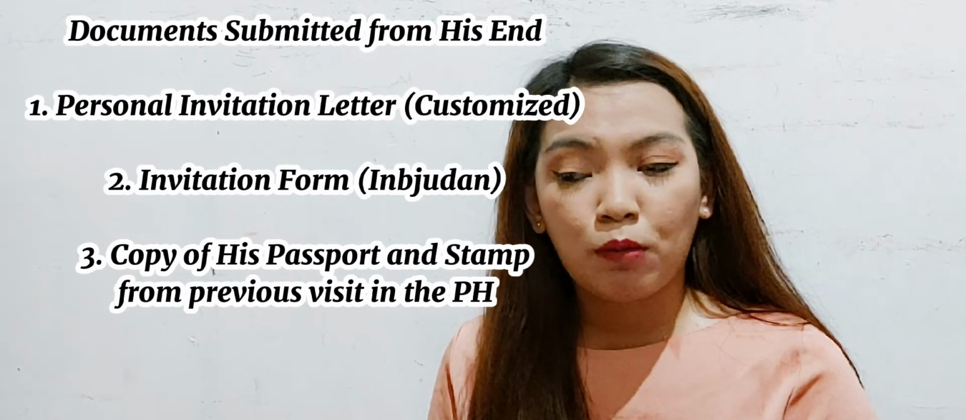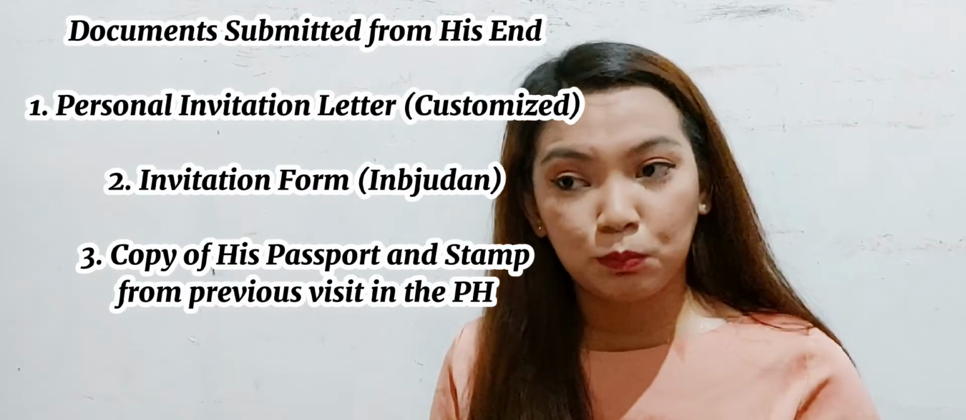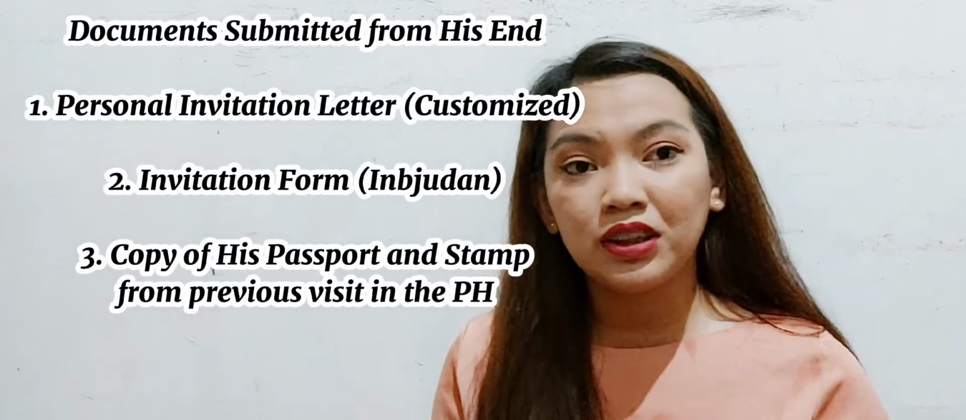Okay. Next we have the third document, and this only applies to you if your partner has visited the Philippines. The third document is his passport and a copy of his passport stamp from when he visited me in the Philippines last February. So if he has visited you, that's really nice to include when you apply for a visa so that they know that you've already seen each other in person.